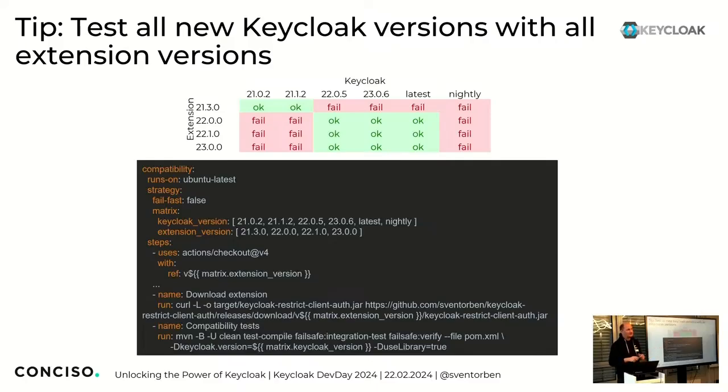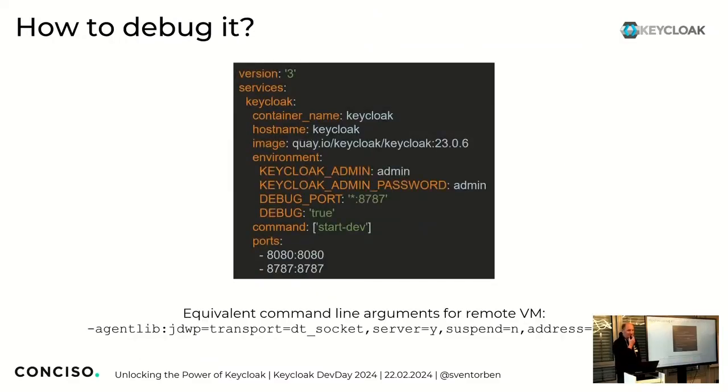But sometimes things don't work out that well. So something becomes incompatible, and sometimes you just don't know why. So you go through the release notes. You say, okay, there's nothing in there that should break this. You try to figure out on the Keycloak GitHub what has changed. Sometimes you just don't find out, and then you're in a situation where you have to debug that thing.